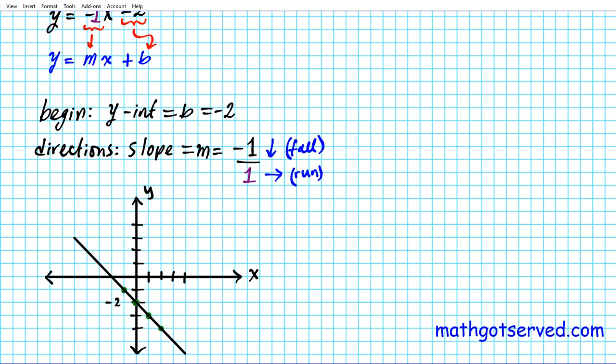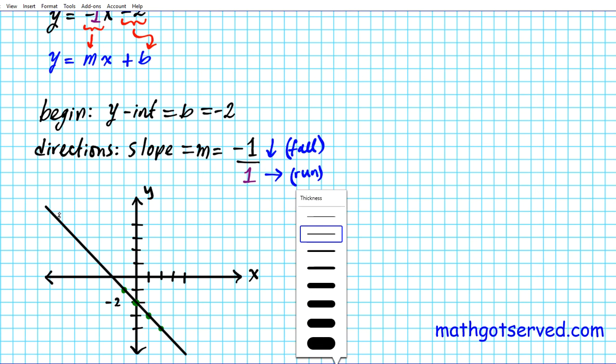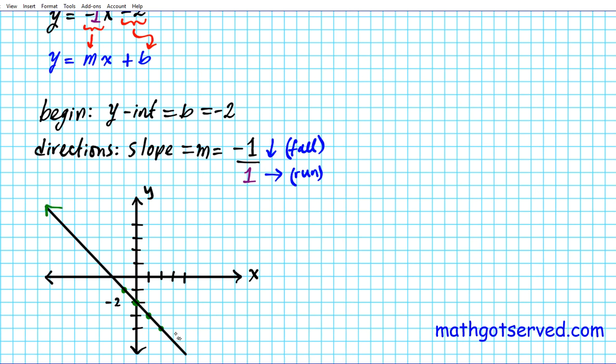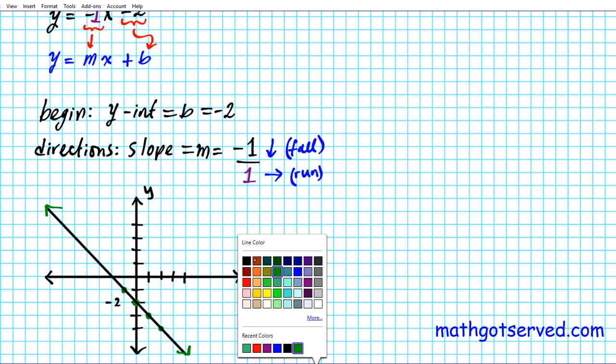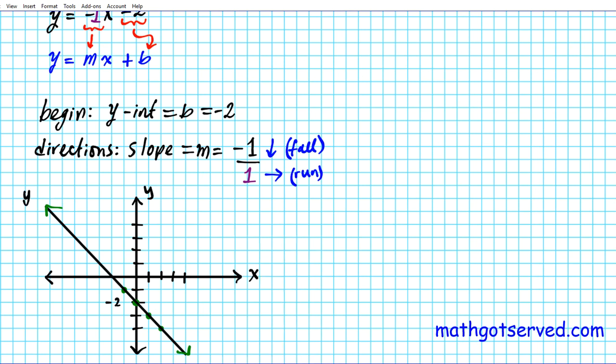This line right here is the graph of the equation y equals -x minus 2. Let's put the arrows because these lines continue forever. The domain and range is -infinity to infinity, or all real numbers. Let's label the equation: y equals -x minus 2.